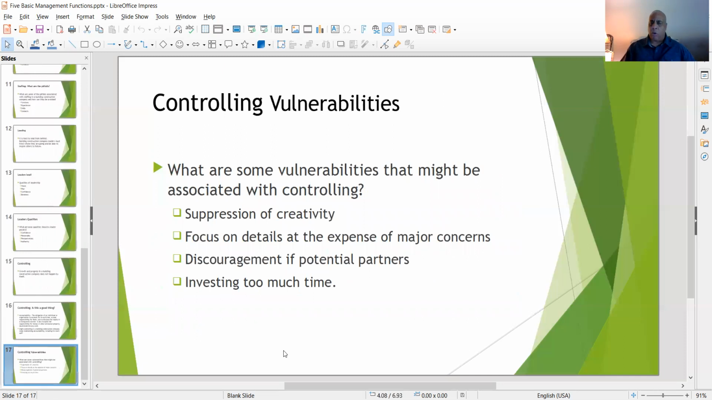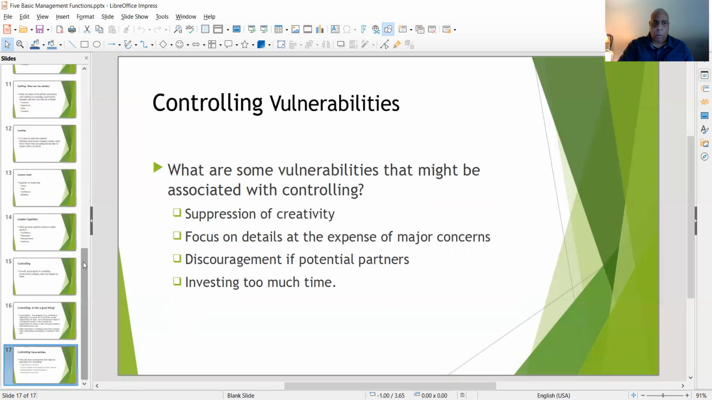Now, when it comes to controlling, there are also vulnerabilities. Suppression is one of them. Focus on details. And details can be focused on at the expense of major concerns. You can also have too much time doing investing. And when it comes to political potential partners who could be political, there's also a lot of discouragement.